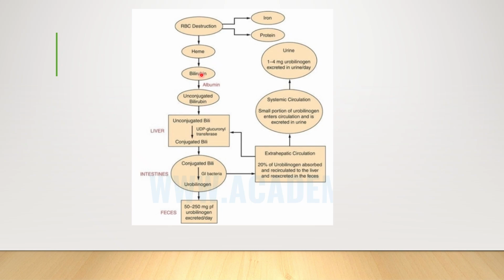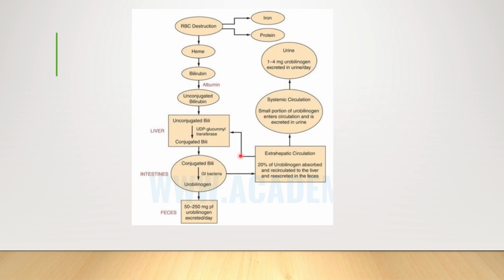Now, what happens to the unconjugated bilirubin? It is taken up by albumin, and this albumin will transport unconjugated bilirubin into the liver cell. Why does it have to be transported into the liver cell? Because in order to excrete the bilirubin, it has to be conjugated, and the conjugation takes place in the liver. Liver is the site of conjugation.